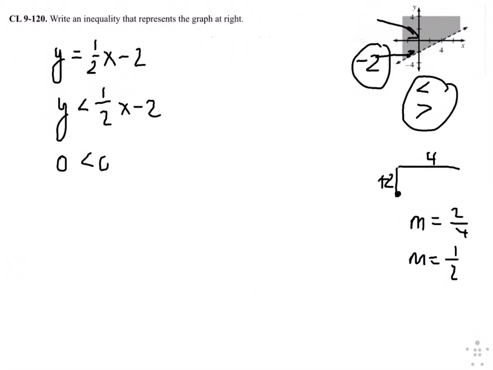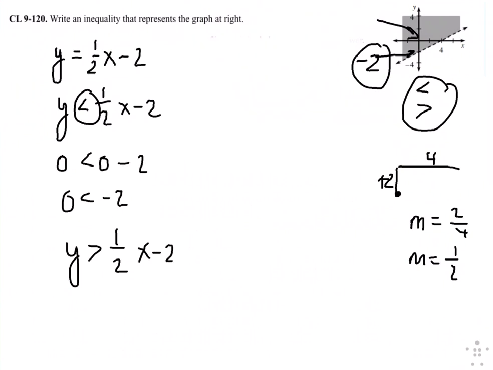So 0 is less than 0 minus 2. 0 is less than -2. 0 is not less than -2. So then I guessed wrong with the less than, so we know now that it's y is greater than 1/2 x minus 2. And there's the equation of the inequality.